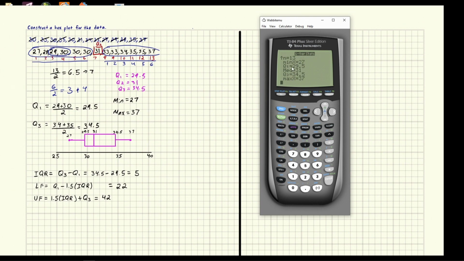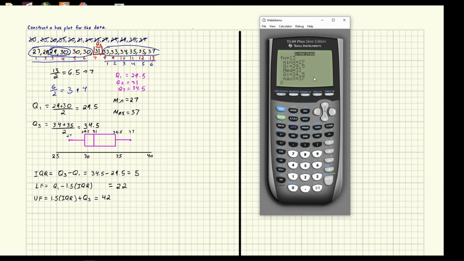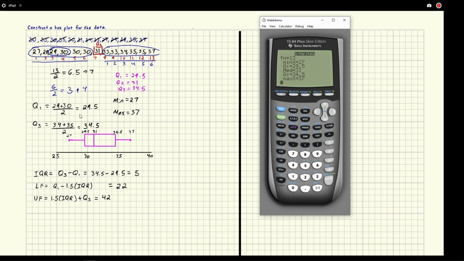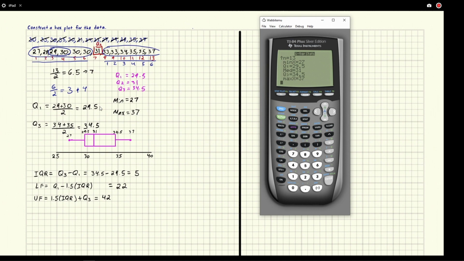Yep. We've got a Q1 of 29.5. Yep. A median of 31. Yep. That's Q2. 34.5 for Q3. Yep. And a maximum of 37. Also checks out. So there you go. You can use the calculator to go through and really quickly verify this. A good idea to do before you graph it, but it's not the end of the world if we have to adjust our graph after it's all over.